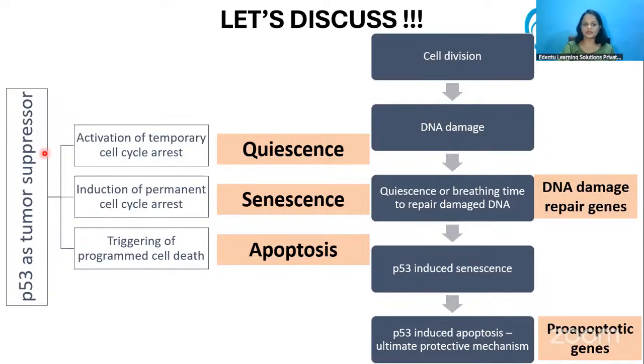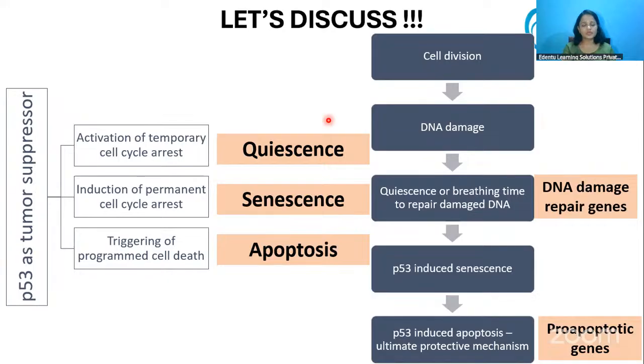Okay, there's a particular word for it. It is called quiescence. In case of any damage or any mutation detected in the DNA, P53 will come and stop or arrest the cell cycle temporarily. This temporary arrest of the cell cycle is called quiescence. Once this happens, the DNA repair genes will come and release proteins, and they will try to repair the damaged DNA.